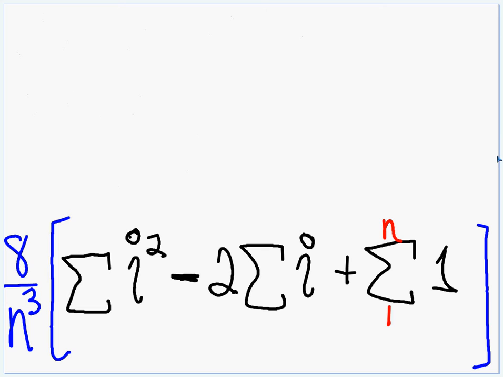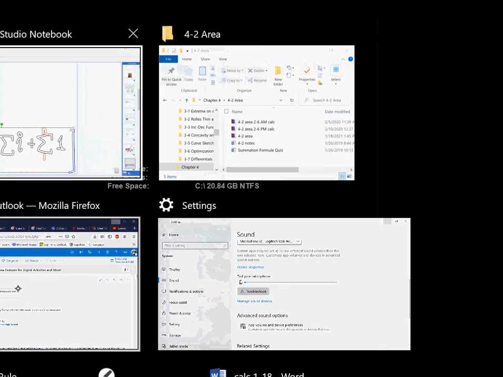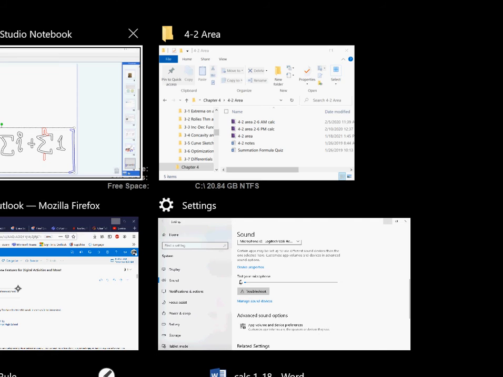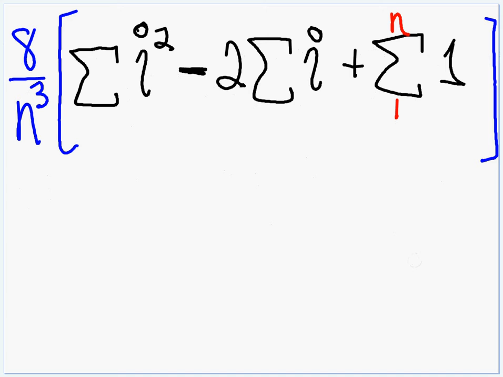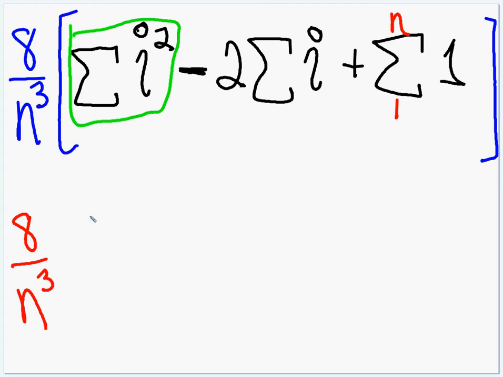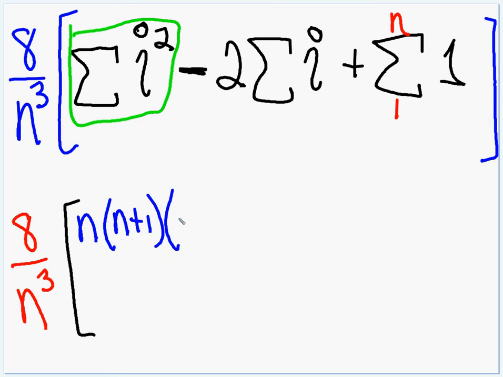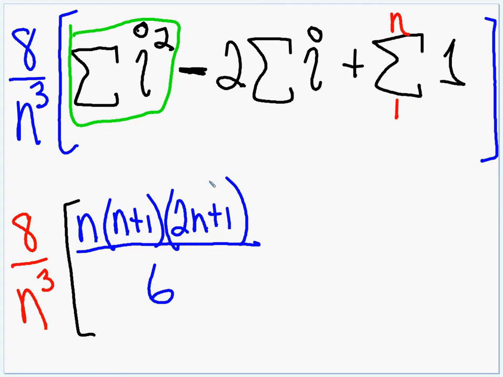All right. So we are at a point where we can actually apply and use our summation formulas. So 8 over n cubed, that comes along for the ride. And I'm going to block it off here in green ink. This summation of i squared, we can replace that with n times n plus 1 times 2n plus 1 all over 6.